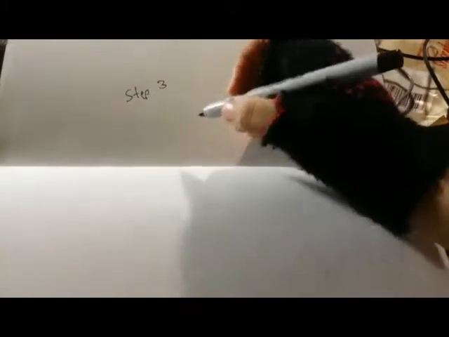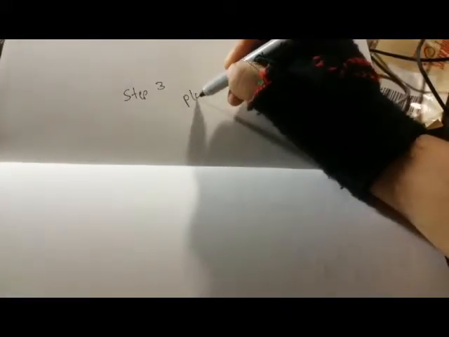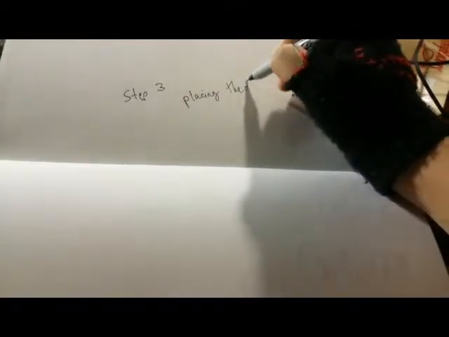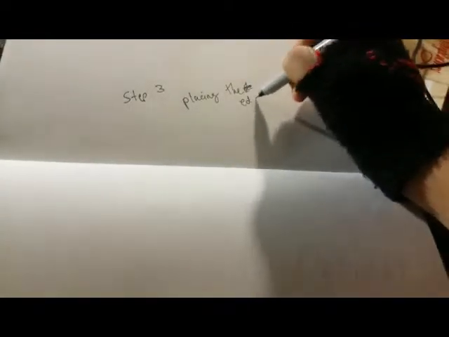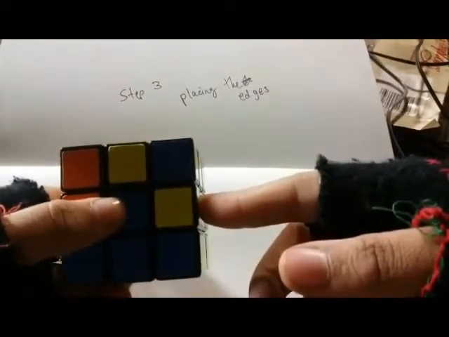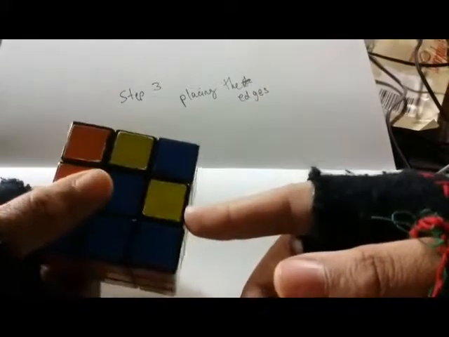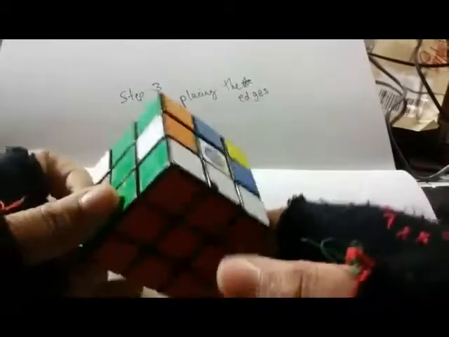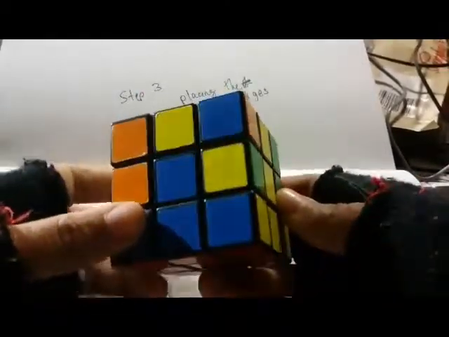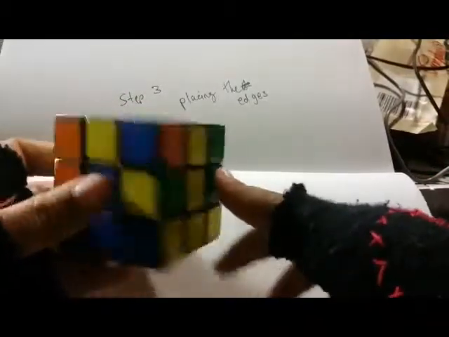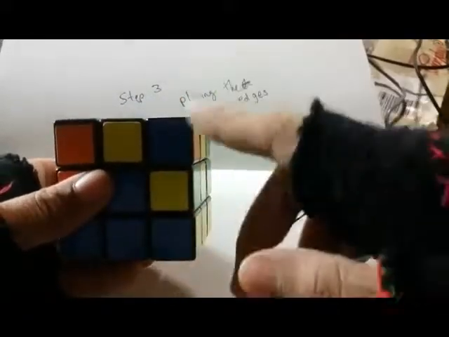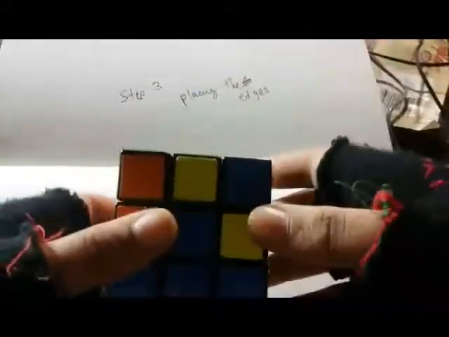Now step 3, placing the edges. My handwriting's terrible. This step is only really going to require one algorithm. And it's really only required just one, because let's say you even had a piece like this, which is where it isn't supposed to be. You're going to find a different one and put it in there. And if it's flipped, you take it out and then you put it in properly. And I'm going to show you exactly how to do that right now.